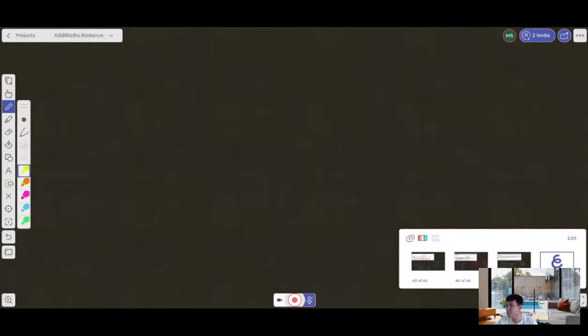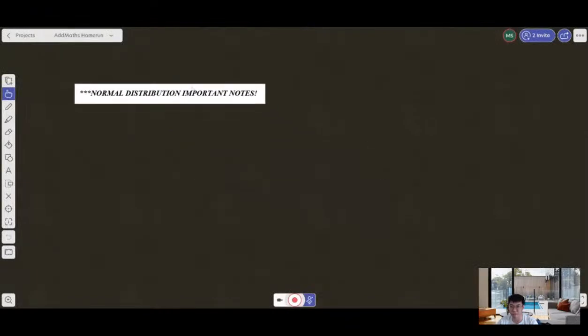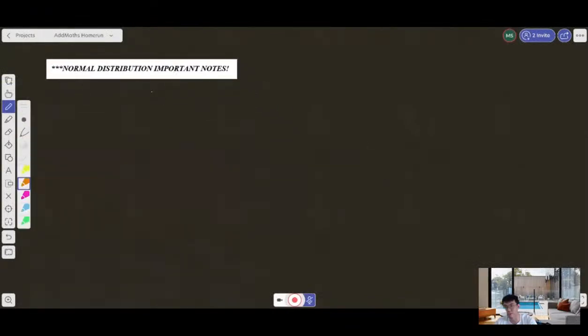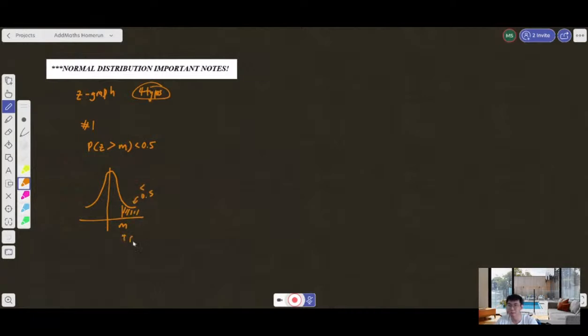There are a few things that you need to take note of before you start. You need to understand the Z graph. So what is the Z graph? There are four types of Z graph you need to understand. First one, if I say P(Z > m) is less than 0.5, so more than m, this is the part more than m, and the area is smaller than 0.5. So this m is positive.